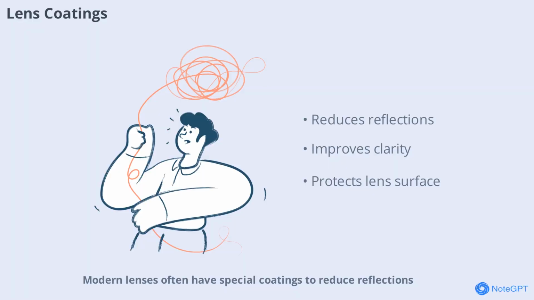Modern lenses often have special coatings to reduce reflections, increase light transmission, and protect against scratches. These coatings enhance image quality by minimizing glare and improving contrast. Lens coatings are especially important in photography, eyewear, and scientific instruments, where clarity and durability are essential.